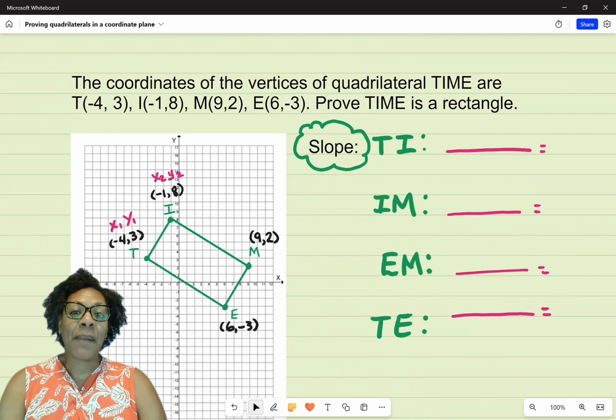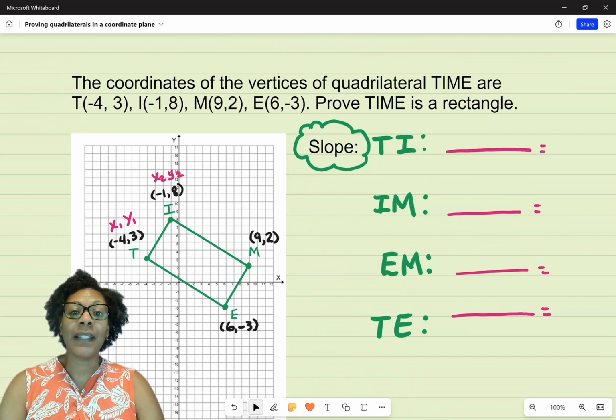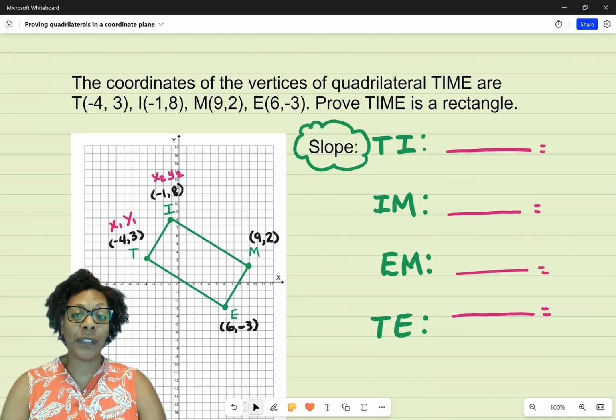In this first example, we are given a coordinate plane that has a shape on it of a quadrilateral. We're asked to prove whether or not this quadrilateral is a rectangle. So what we're going to do is use the slope formula first.